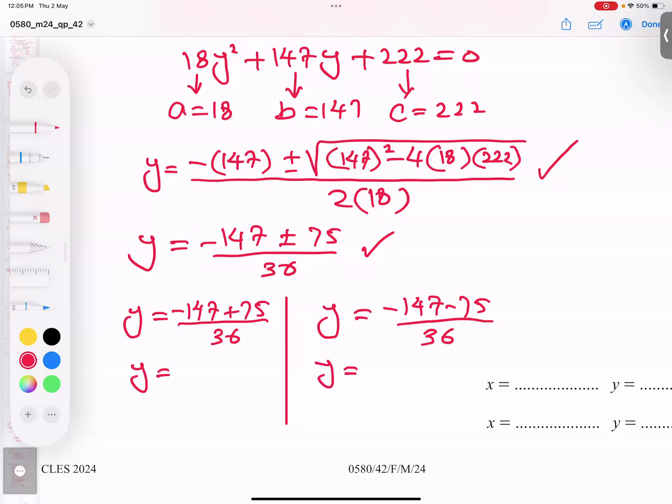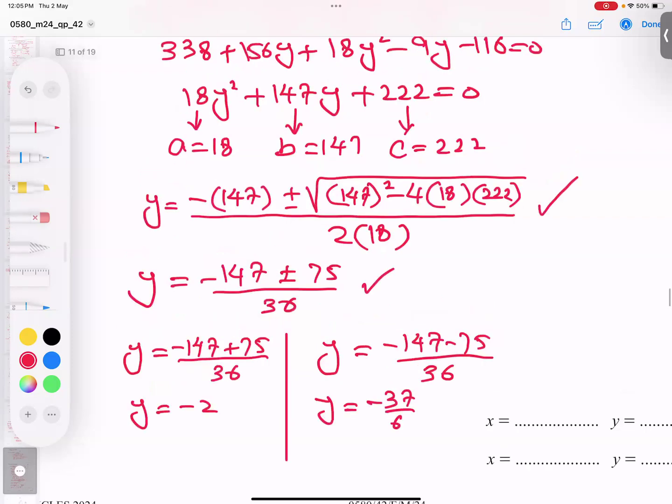Minus 47 plus 75 and divided by 36, I get negative 2. And for the other one, let me check what is coming. It is coming negative 37 over 6. So I got the two y values, students.